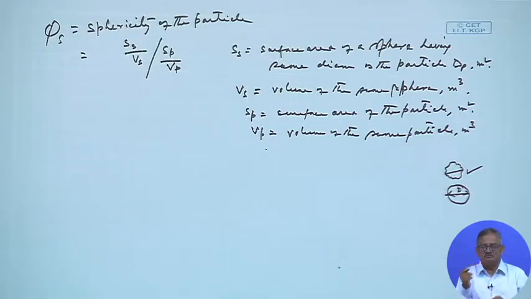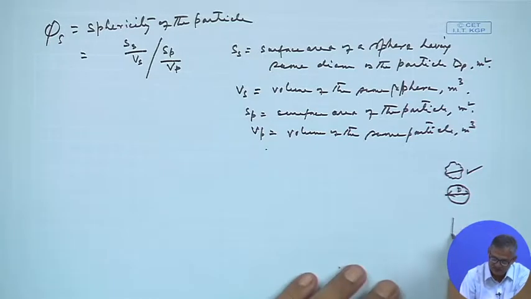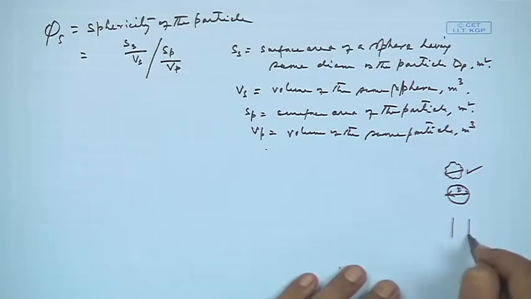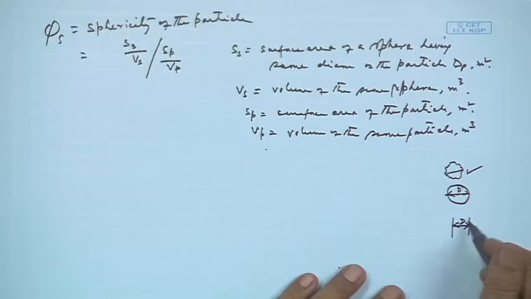Now, you know that if this is a cylinder having a diameter say D, right. What is the area of this cylinder? Pi d square.